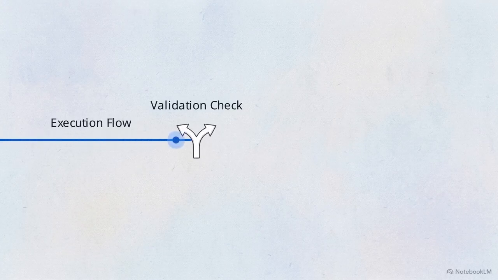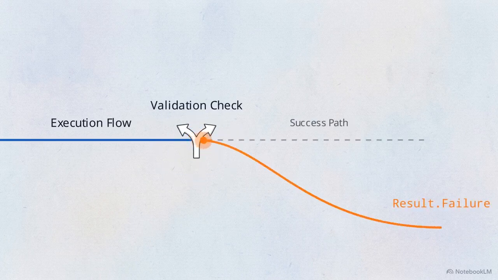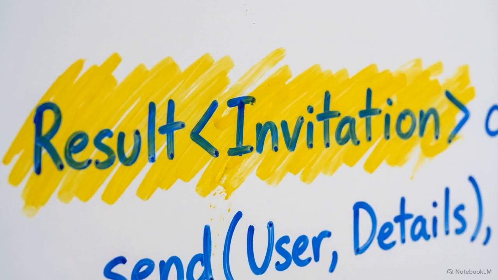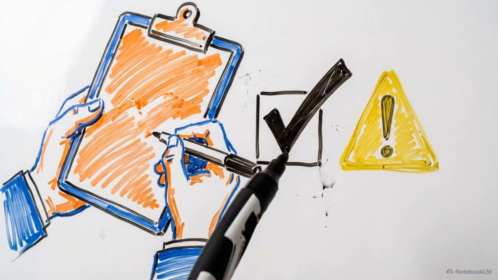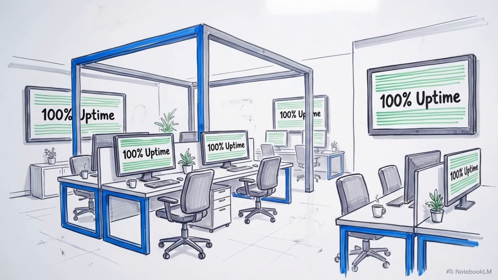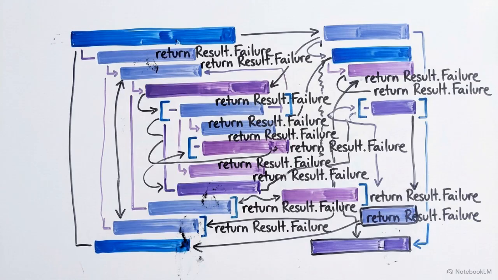Notice how this changes the execution flow. Instead of abruptly crashing and stopping, the program hits a validation check and smoothly diverts onto a designated failure path. Because you are returning a specific object, the failure is explicit in your method signature. This is the exact opposite of exceptions, which are very often completely hidden from the developer calling the method. By using result objects, you force the calling code to consciously acknowledge and handle the failure. This creates predictable, stable software that doesn't rely on catching surprise errors.